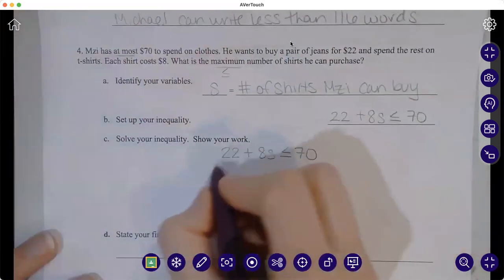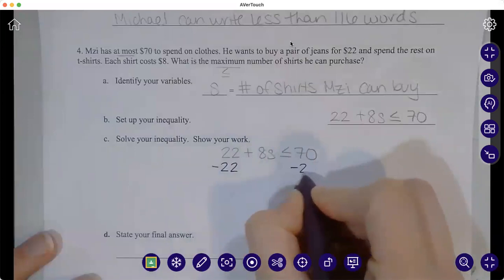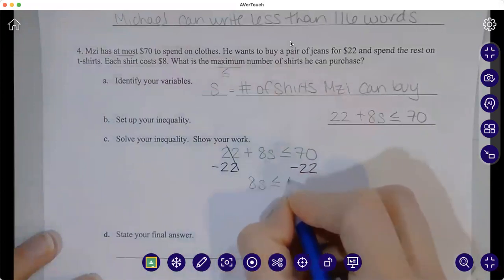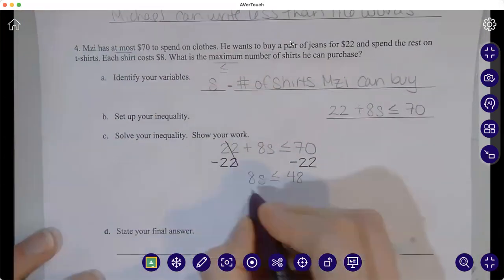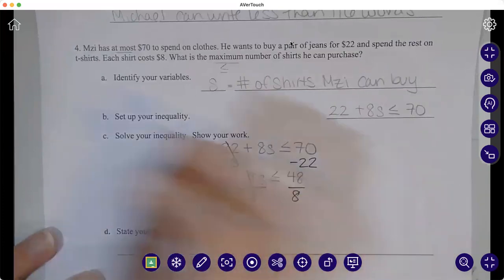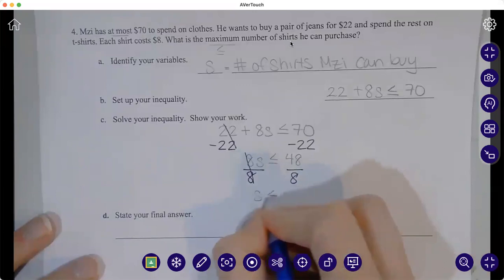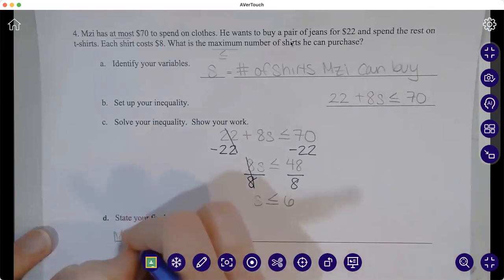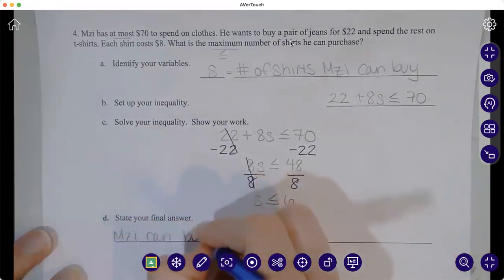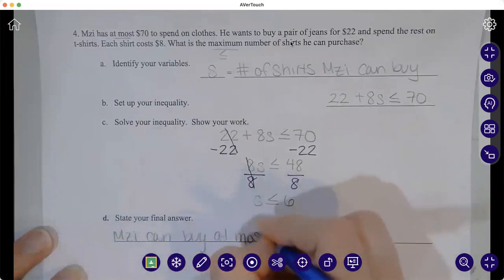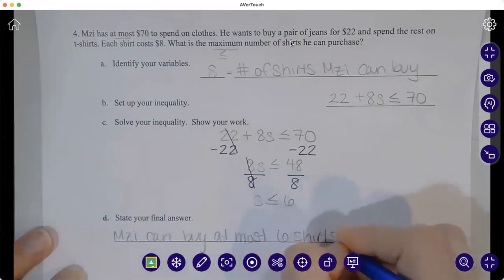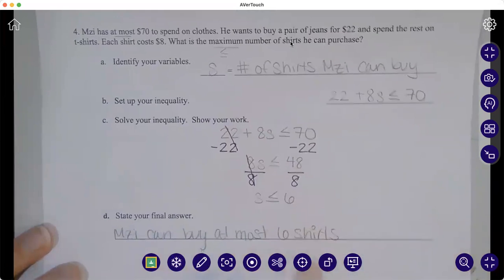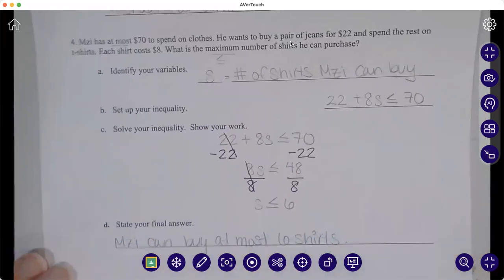So the first thing we're going to do is subtract $22 from both sides, or 22. So I get 8S is less than or equal to 48. Then I'm going to divide by 8 on both sides. And S is less than or equal to 6. So an acceptable answer is that Z can buy at most 6 shirts. Okay, you also could say Z can buy maximum of 6 shirts. Both those phrases would work.